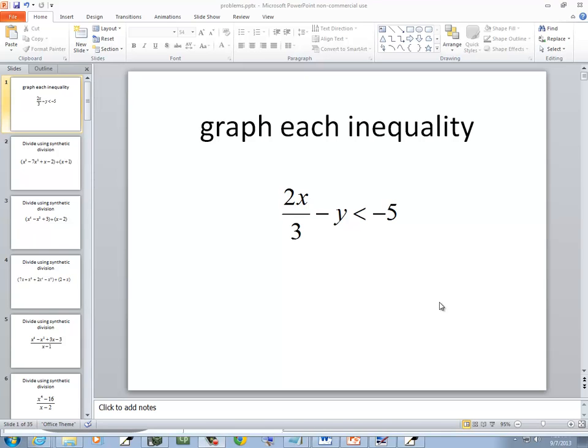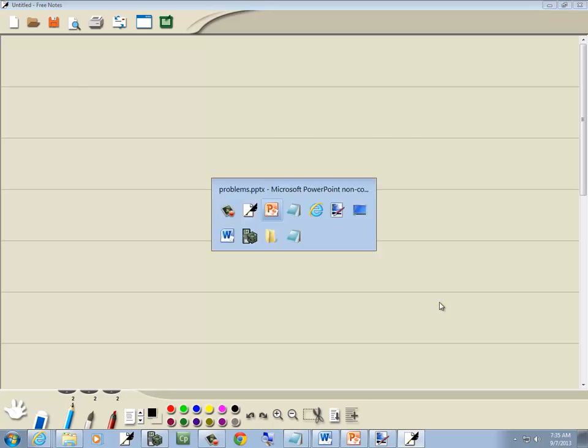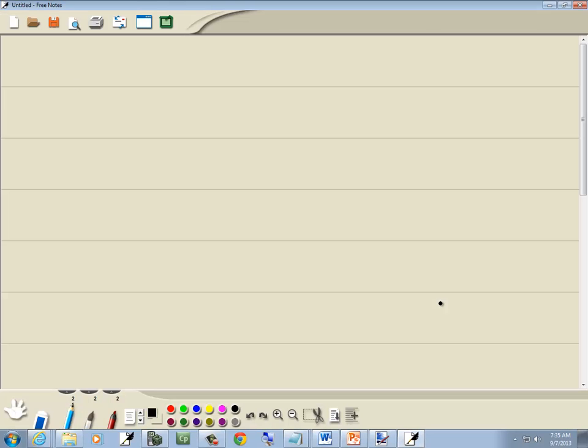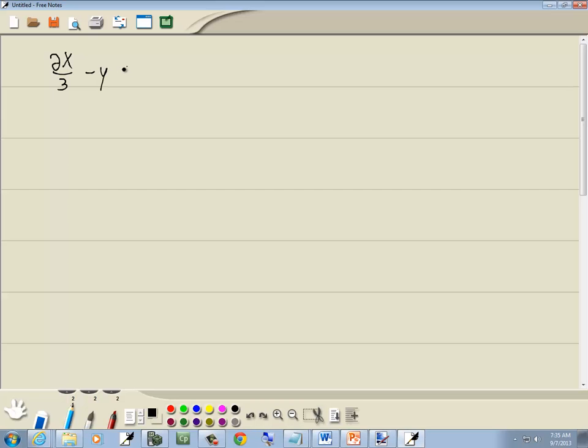In this problem, we want to graph each inequality in two variables. So we've got 2x over 3 minus y is less than negative 5. Now we want to solve for y.